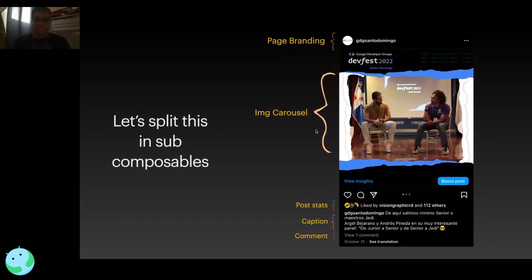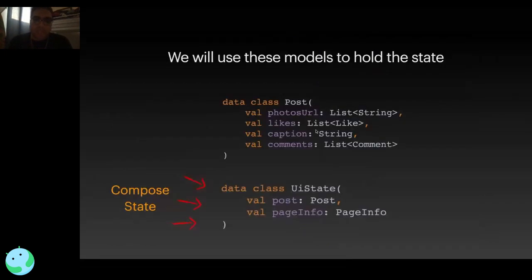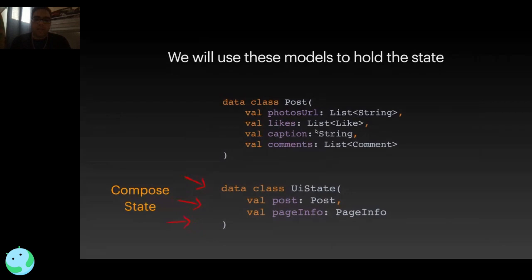We will be using these models to hold the state. First, the post class. We'll hold a list of URLs for the photos. We'll hold a list of likes. In this case it's not just a number, because as you saw in Instagram, we can see a profile picture, so the like contains the profile picture URL. We also will hold the caption, and we hold the list of comments.